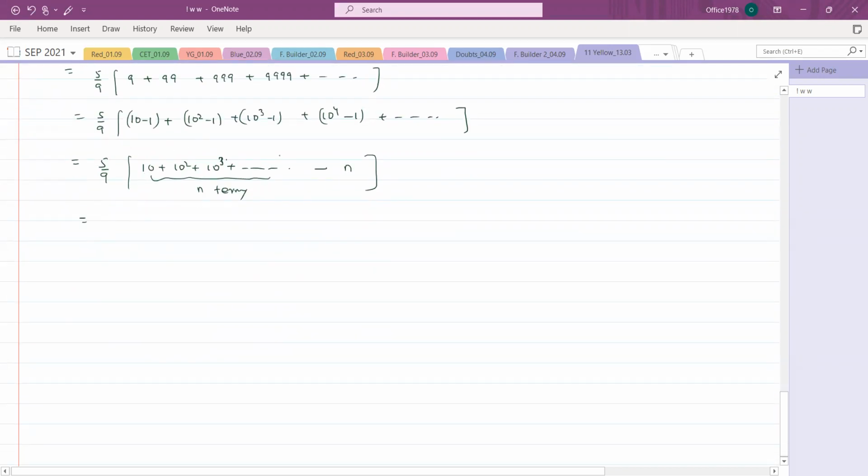So now this one became GP. So sum of GP up to n terms is a into 1 minus r to the power n upon 1 minus r. So if you multiply, you will get, but you can keep it like this, or you can write 5 by 9, 10 into 10 to the power n minus 1 by 9.